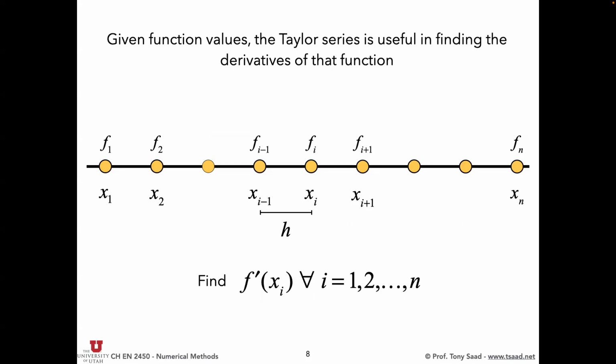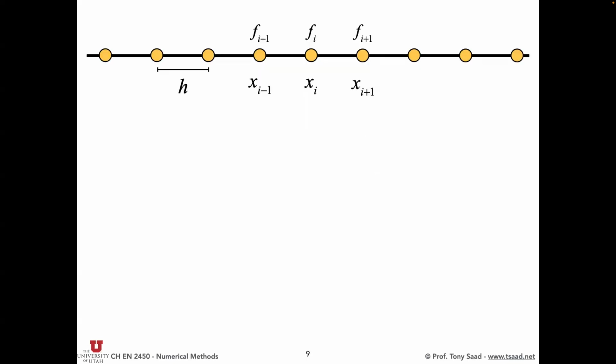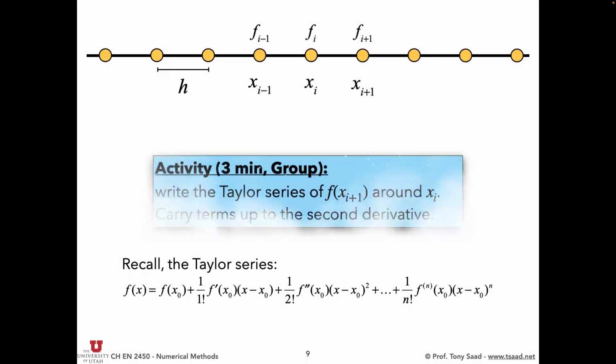Previously, in the definition of the Taylor series, we assumed that we know f and its derivatives, but now we only know f at a fixed point. So how can we use the Taylor series to find the derivatives at any of these points? Find the slope, right? I'm going to guide you through this, we're going to do it together. The first step is to write this Taylor series at any point xi plus one.